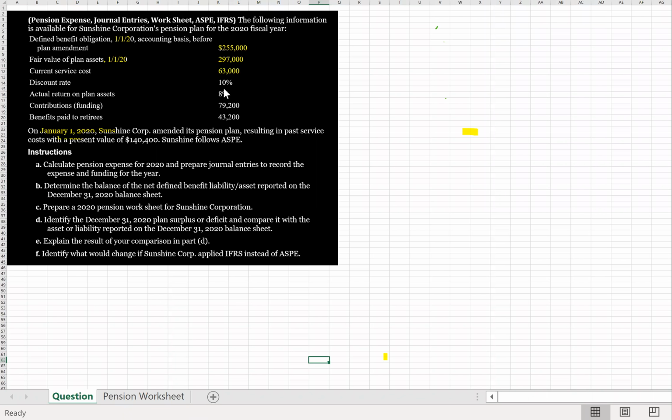We're given the discount rate and the actual return. Let's just do everything else first, and then we'll deal with calculating our net interest finance costs at the end. So we've got contributions of $79,200.